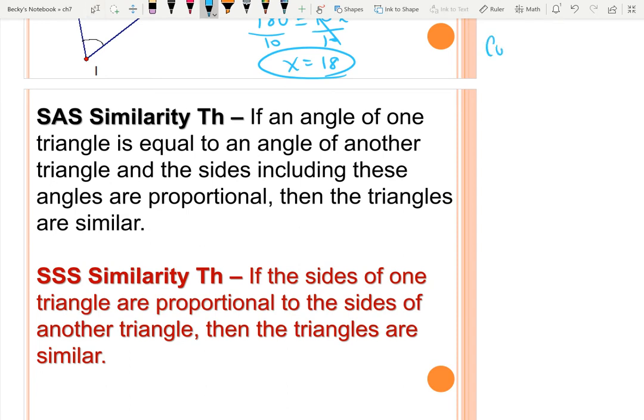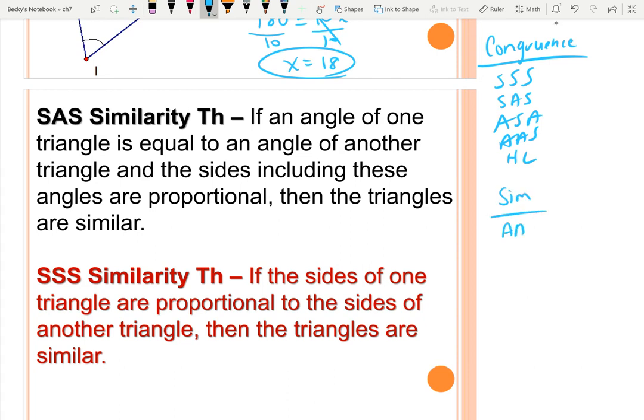Just to recap, when we did congruence, we had 5 ways: SSS, SAS, ASA, AAS, and HL. 5 ways. Now, for similarity, there's 3 ways. We have AA, SAS, and SSS. And this is it. We're done. So don't be confused. Don't think you have to have all the same that we had before. That was first semester, and now we're doing second semester. So don't be confused by those.